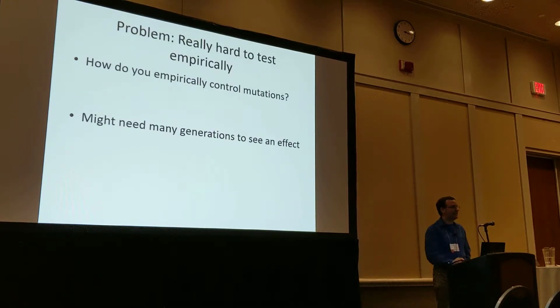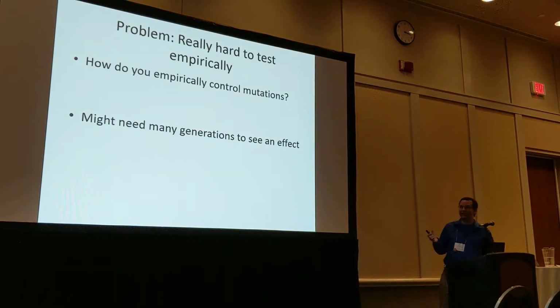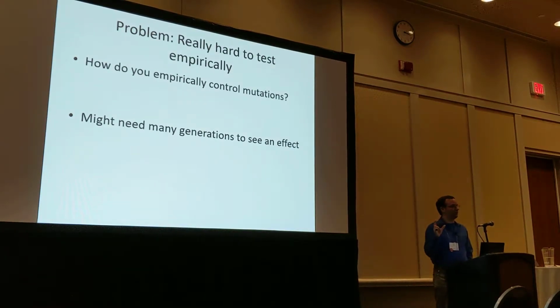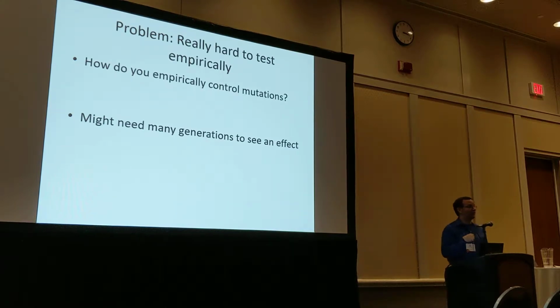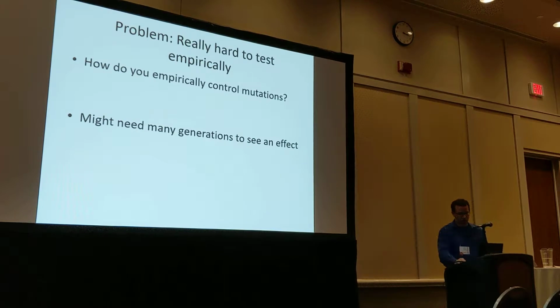The problem is, this is really hard to test empirically. It's very easy for us to do certain types of empirical tests. It's not so easy for us to just disallow entire categories of mutation. And you might need very many generations to see an impact of this. And so to get around some of these problems, I've actually turned to a computational system to do this work.